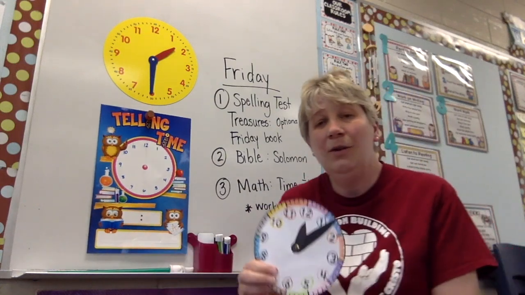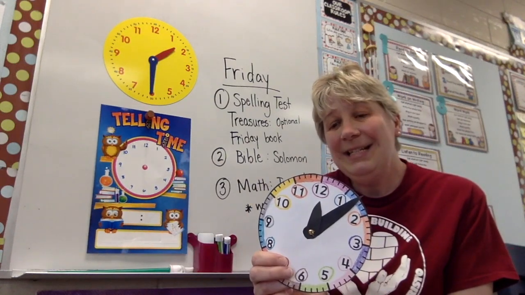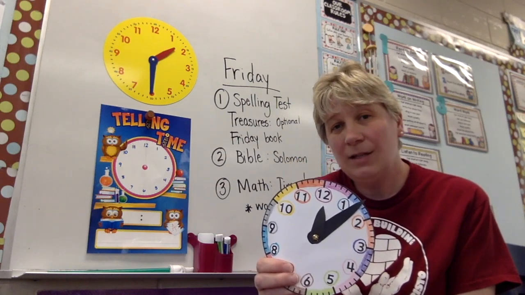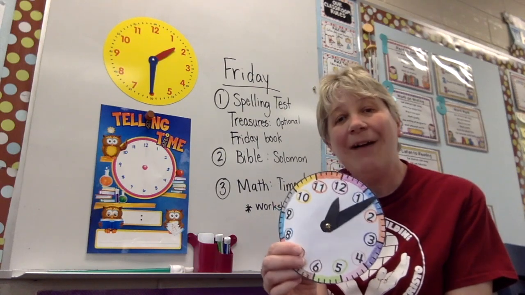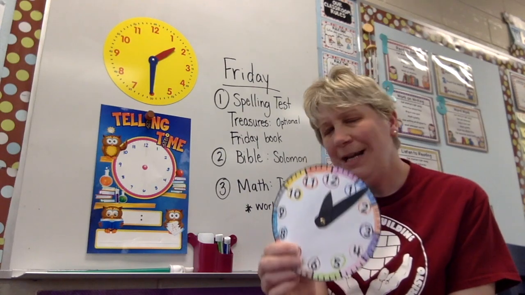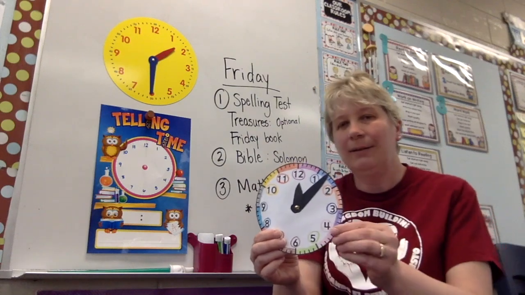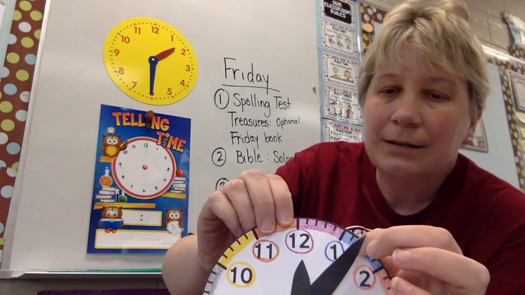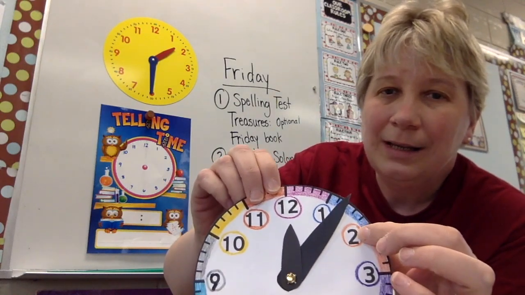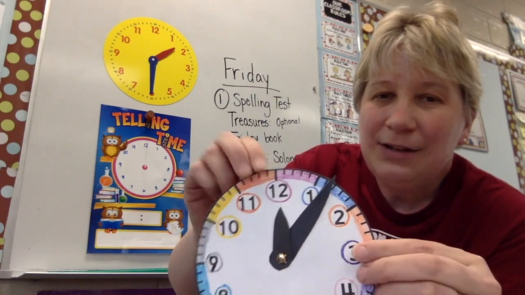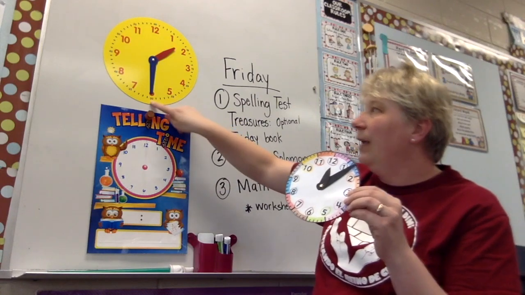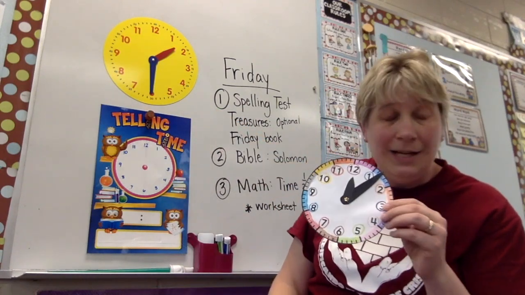What I want to talk to you about today is when we talk about half past or the half hour. So before I do that though, take a look at your clock. On your clock, there's little lines. Each one of these lines stands for 1 minute. Now to make it easier, some clocks will put numbers below there so we know how many minutes there are.